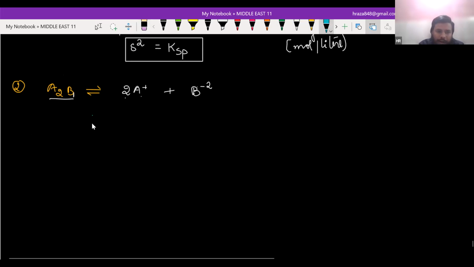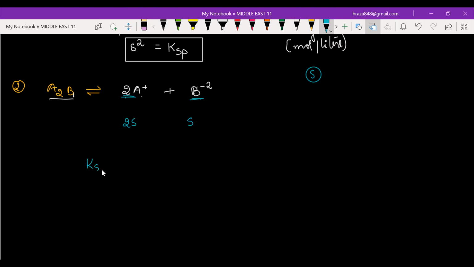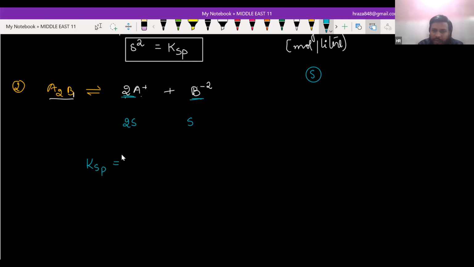If I'm going to write the term Ksp, before Ksp you are going to write the solubility. Solubility is S. Now here, since 2 is the coefficient, the solubility will be 2S, and here there is only one coefficient, so the solubility will be S. Is this clear?